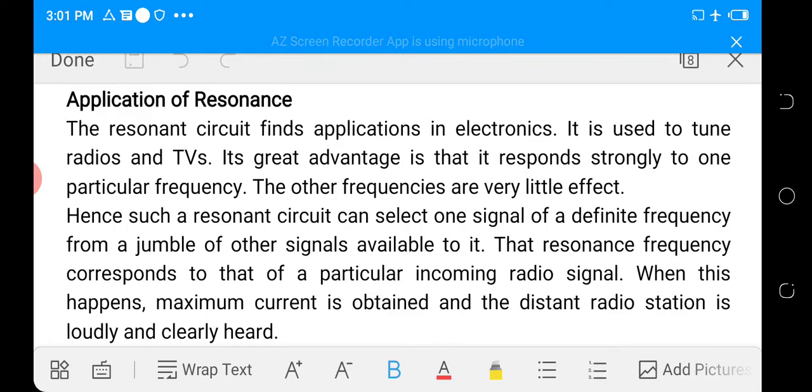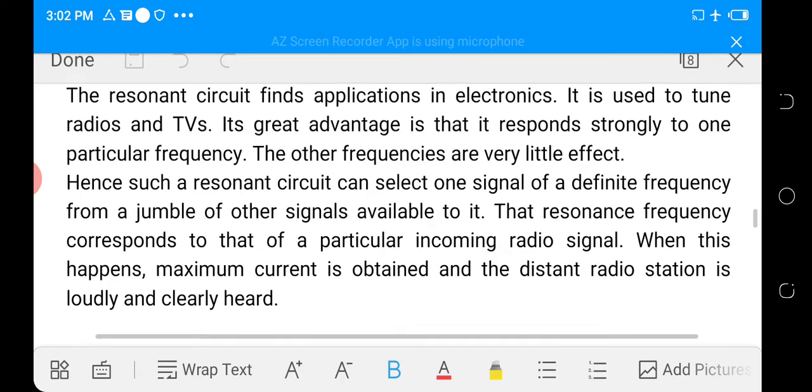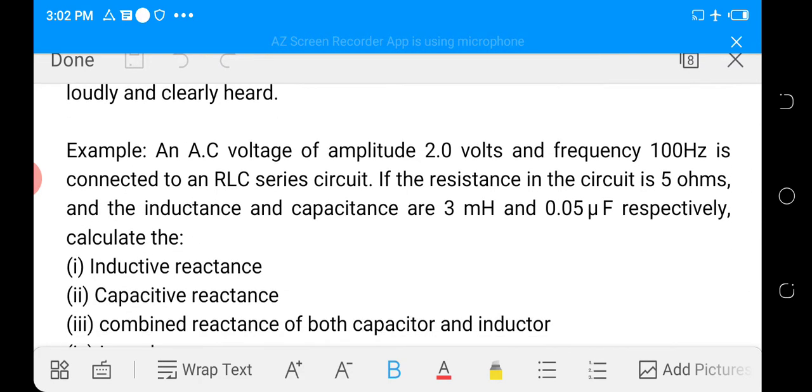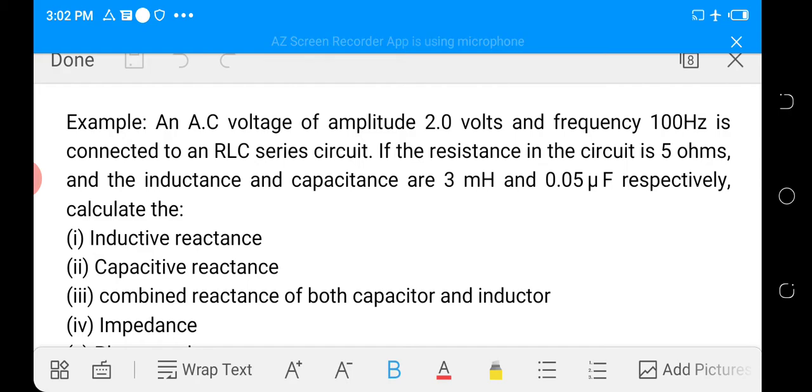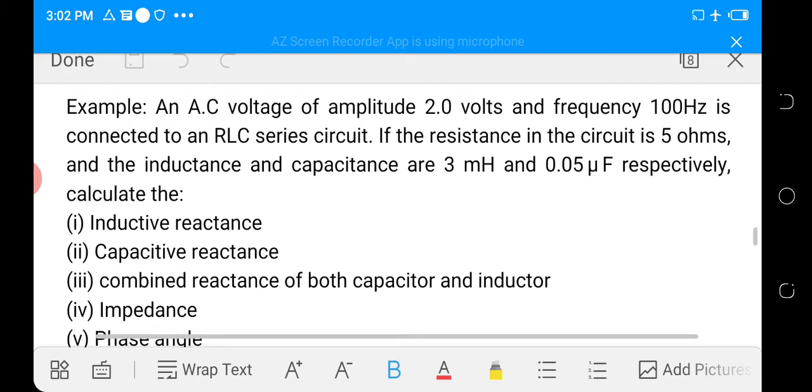So hence, such a resonance circuit can select one signal of a definite frequency from a jumble of other signals available to it. That resonance frequency corresponds to that of a particular incoming radio signal. So when this happens, maximum current is obtained and the distant radio station is loudly and clearly heard. Now let's look at examples on how to apply all the formulae in solving questions.